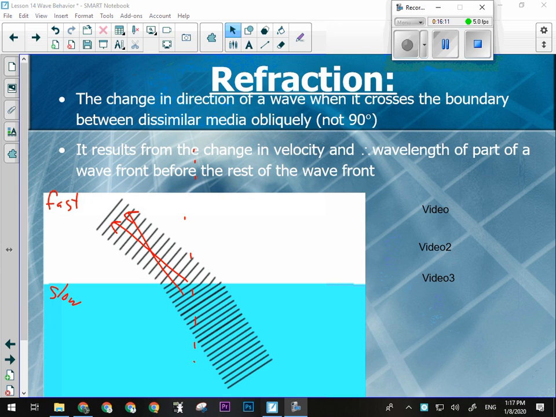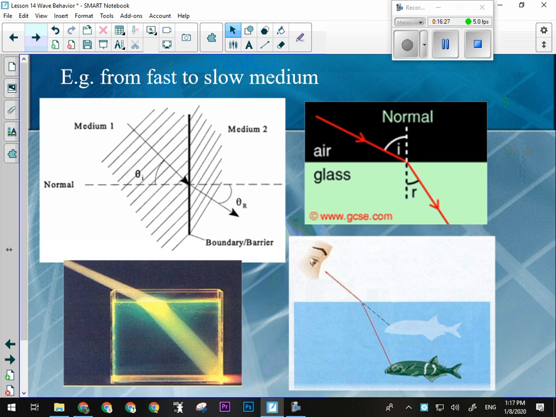So, refraction means that we've got waves entering a medium at an angle, and when they enter at an angle, their direction changes because their speed changes. Their wavelength changes because their speed changes. Remember that the frequency will remain the same. That's kind of what we were showing here.